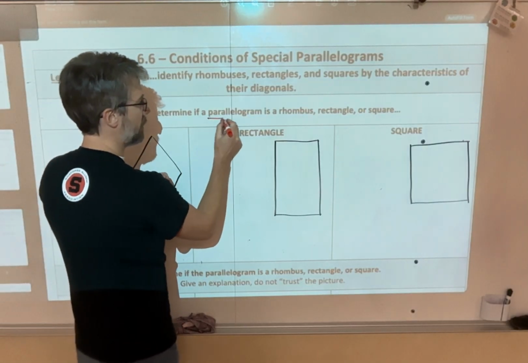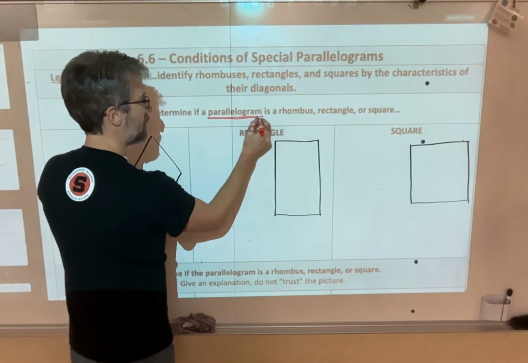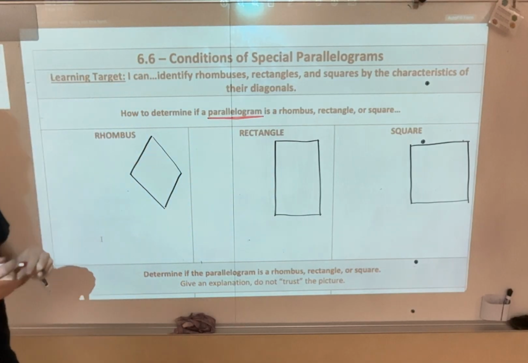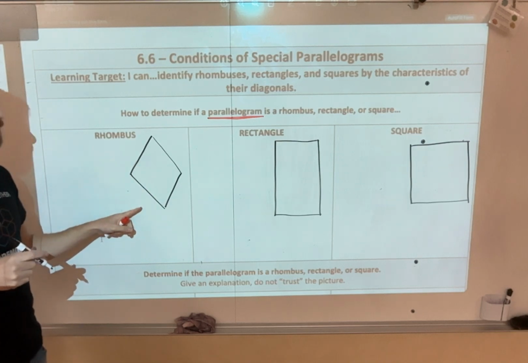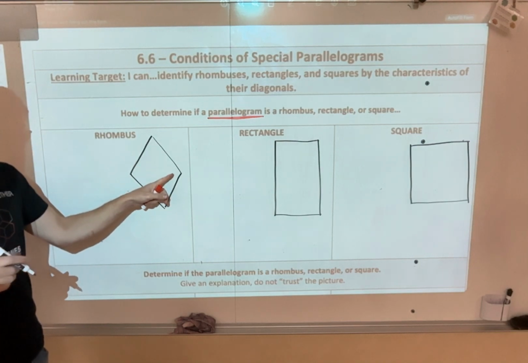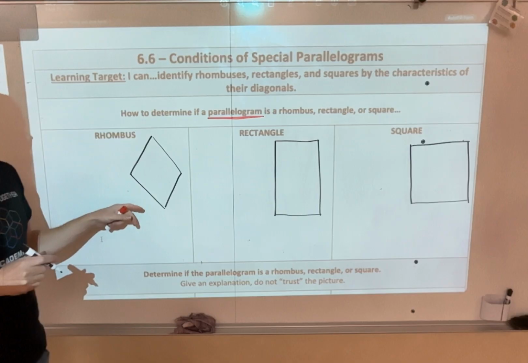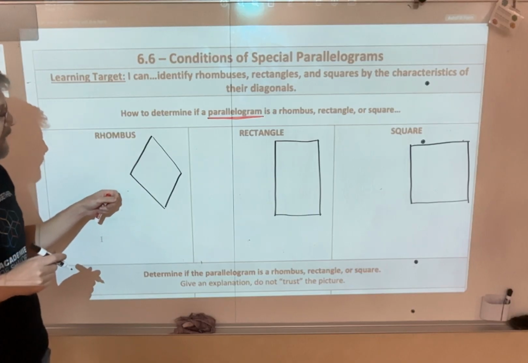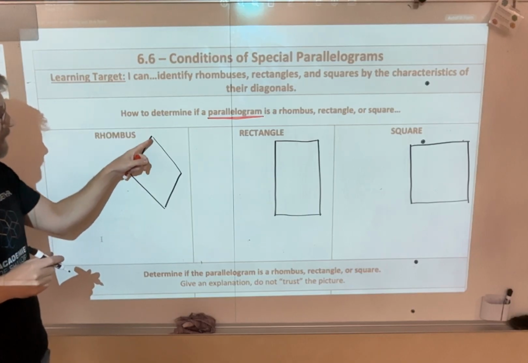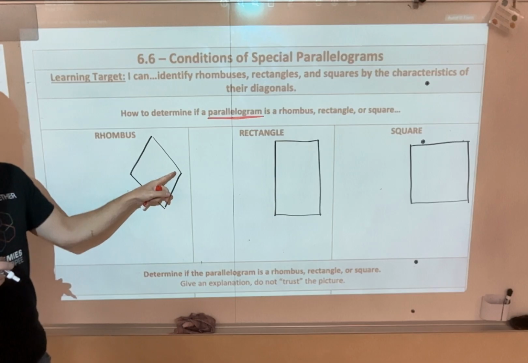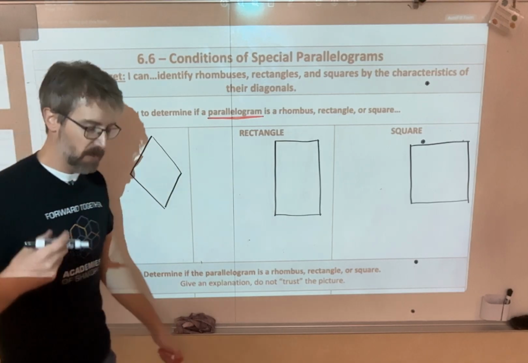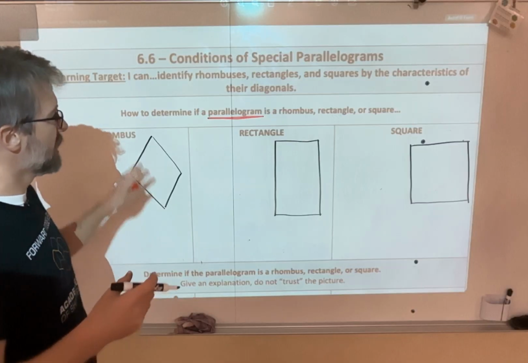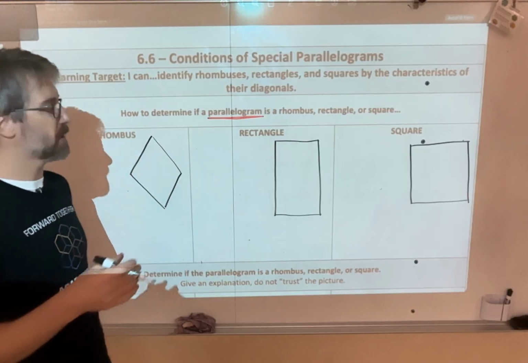And so one key thing here is that it's given that it's a parallelogram, meaning that we know that the opposite sides are congruent, we know that the opposite angles are congruent, we know that opposite sides are parallel, and we know that consecutive angles are supplementary. They add to 180. All of those properties of parallelograms count for all of these. These are just special types of them.